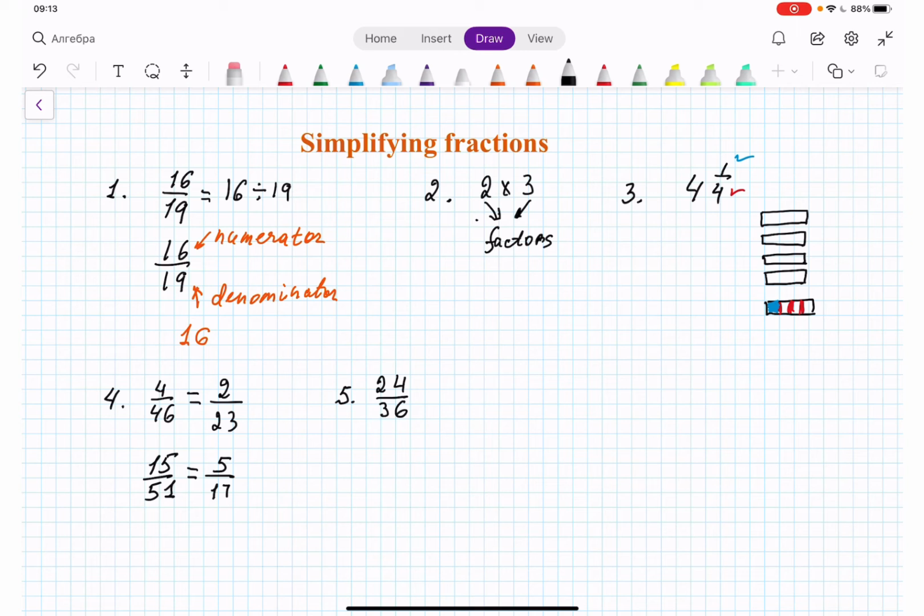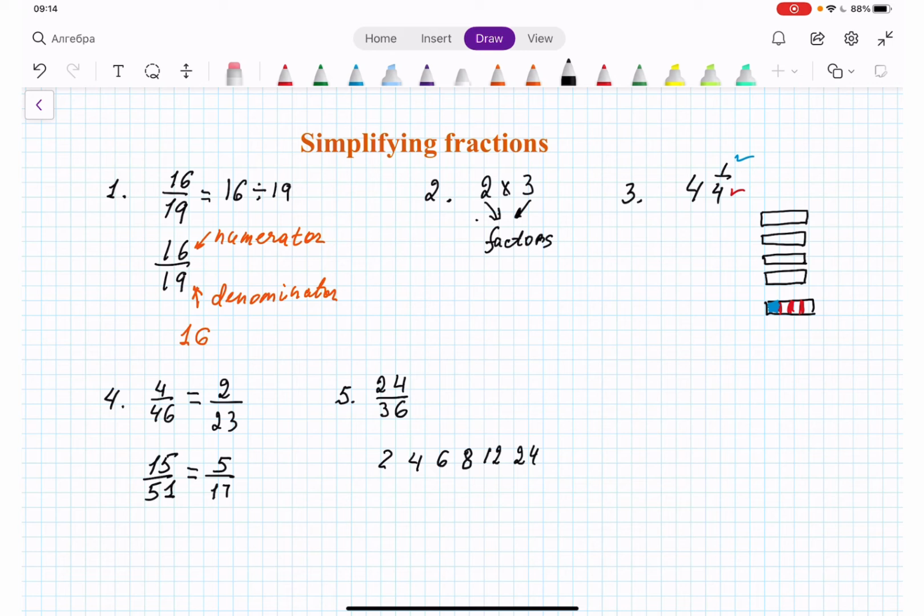24 over 36. Okay. Well, 24 you can divide by 2, by 4, right? By 4 it's 6, divided by 6 it's going to be 4. Then you can divide by 8, right? It's going to be 3. Then you can divide by 12. And then you can divide by 24. I don't know if I missed anything. 2, 4, 6, 8. No, looks like I put everything down. So 24 you can divide by all these numbers. Now you have to look at the denominator 36 and see by which of these numbers you can divide.